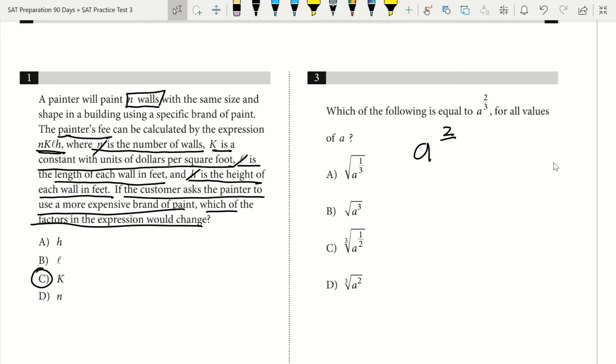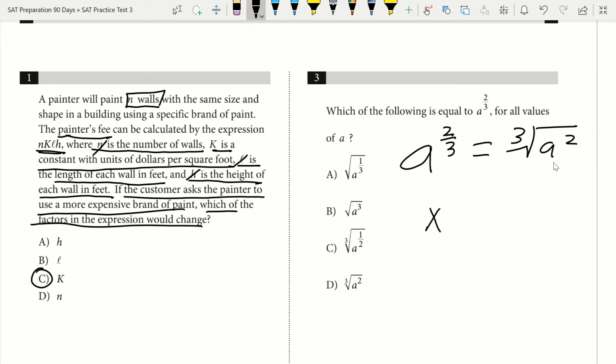If we have a to the power of 2/3, then we know that that is going to equal the third root of a squared, right? Whatever is in the denominator of our exponent is what our root will be, and whatever is in our numerator is what goes inside of that root.